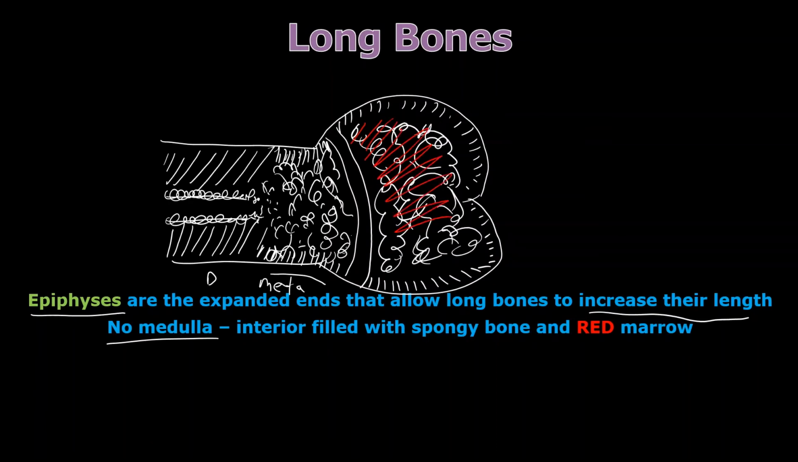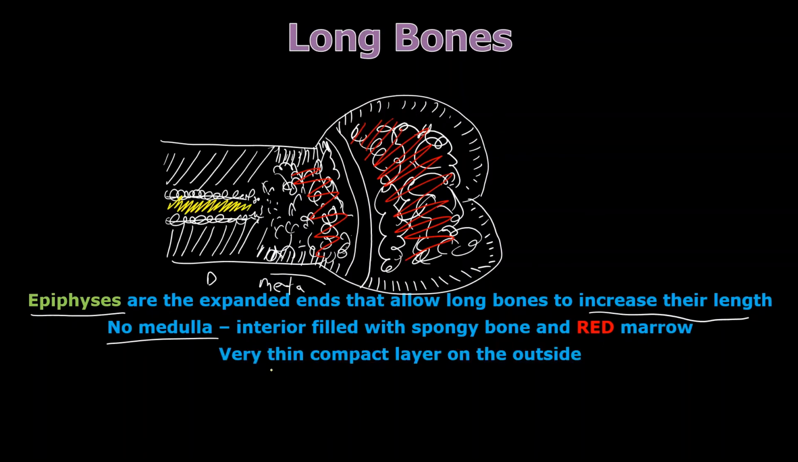So I'm going to sketch in some red marrow here, just like that. So no yellow marrow here. If you are an adult, you will have yellow marrow here, but if you're an infant, you will also have red marrow there because you haven't had time to acquire the yellow marrow.